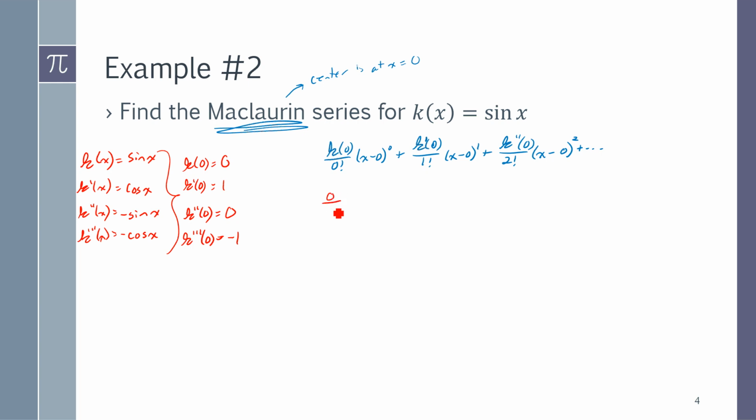So I'm going to have 0 over 0 factorial times x to the 0 plus 1 over 1 factorial times x to the first plus 0 over 2 factorial times x to the second plus negative 1 over 3 factorial times x to the third. And actually, that's going to keep repeating here. I'm going to be writing out a lot more terms than usual just because of all these zeros.